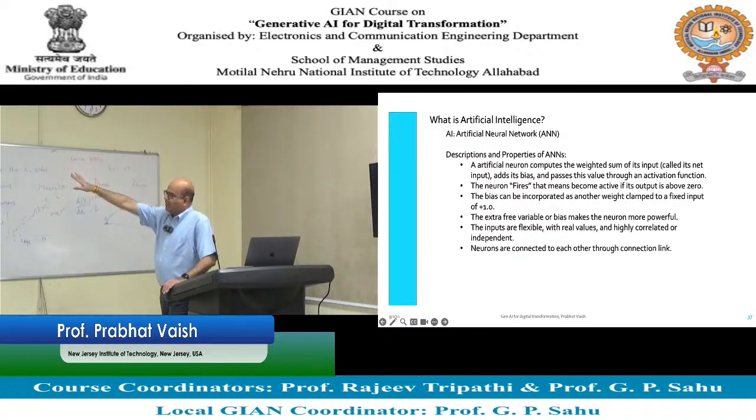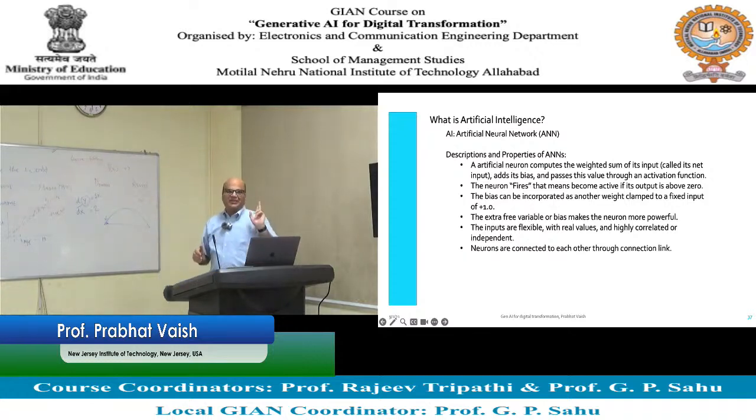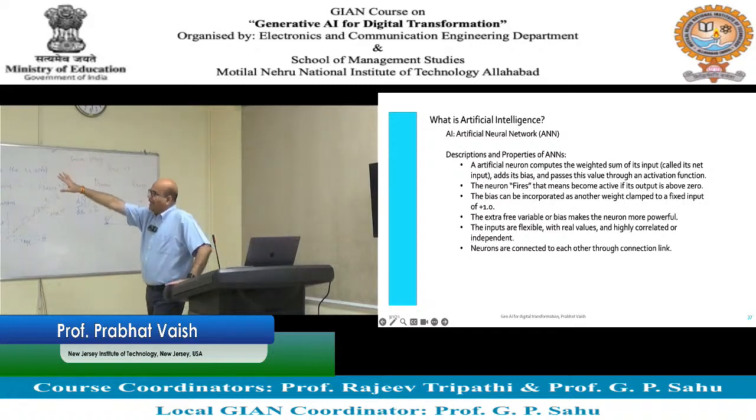Weighted sum of the input, add its bias, passes the value through an activation function. That activation function will normalize or standardize, though both are not the official words used in the machine learning course. But then it will be going through an activation function so that your output is compressed into the desired range. Okay? The neuron fires means if the output is above 0, that means the neuron got activated. If it is less than 0, then the neuron remains in a sleeping state, basically.